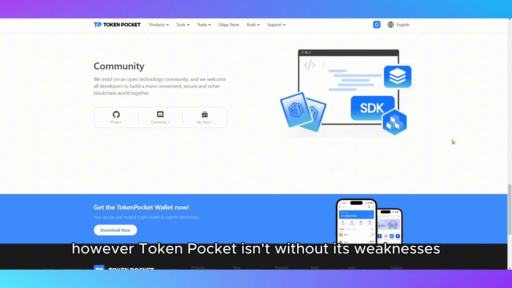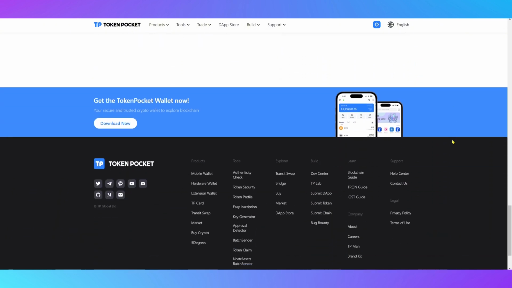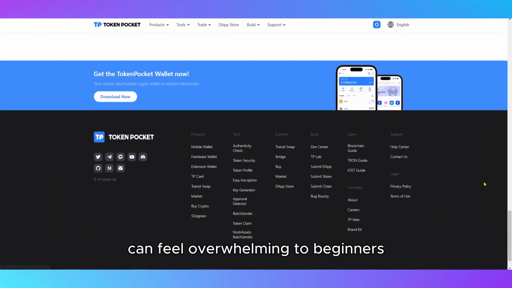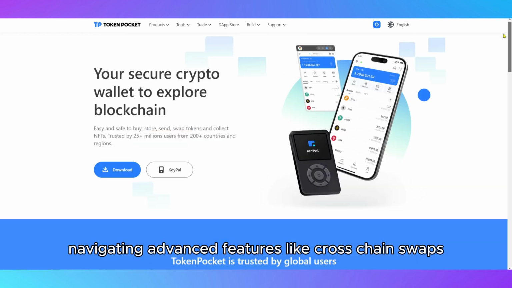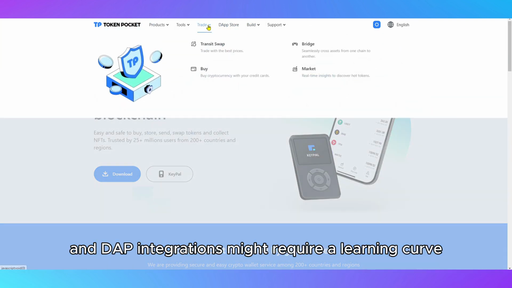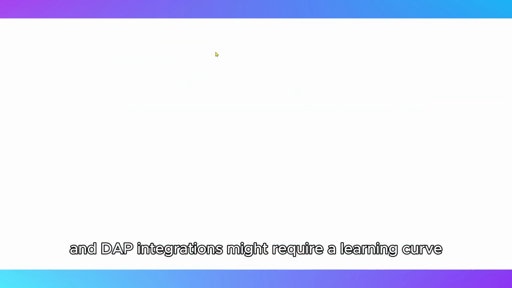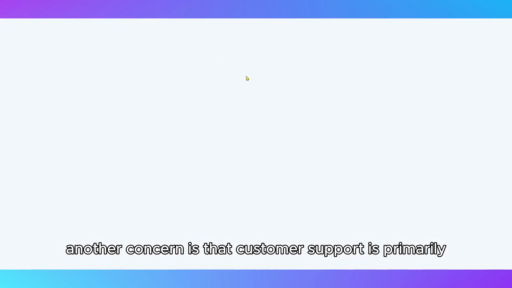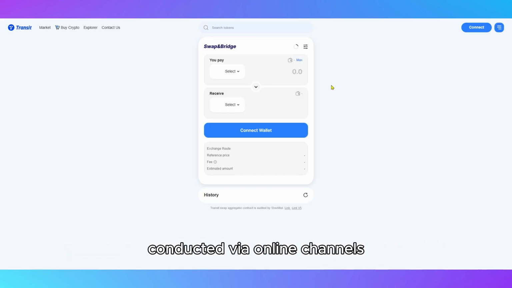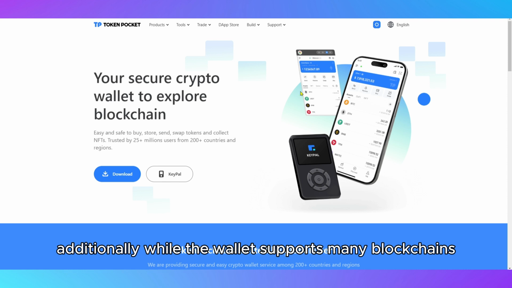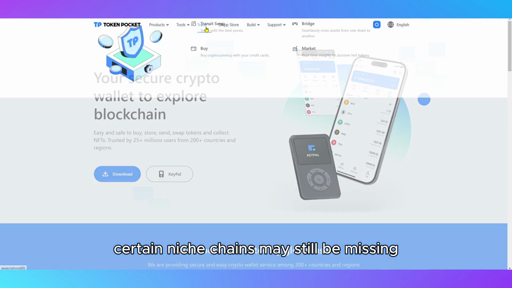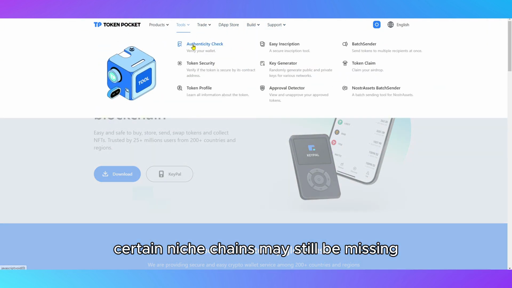However, TokenPocket isn't without its weaknesses. The wallet's multi-chain support can feel overwhelming to beginners unfamiliar with blockchain technology. While the interface is generally intuitive, navigating advanced features like cross-chain swaps and dApp integrations might require a learning curve. Another concern is that customer support is primarily conducted via online channels, and users have reported varying response times. Additionally, while the wallet supports many blockchains, certain niche chains may still be missing.